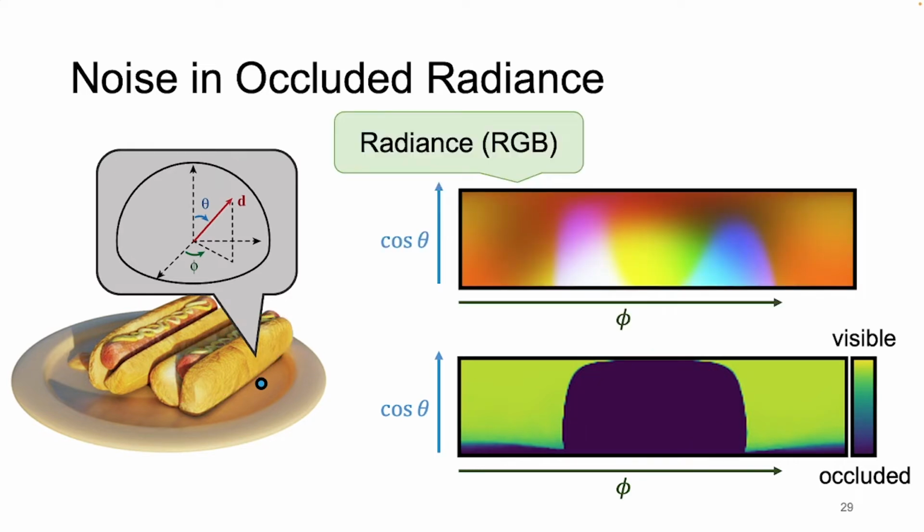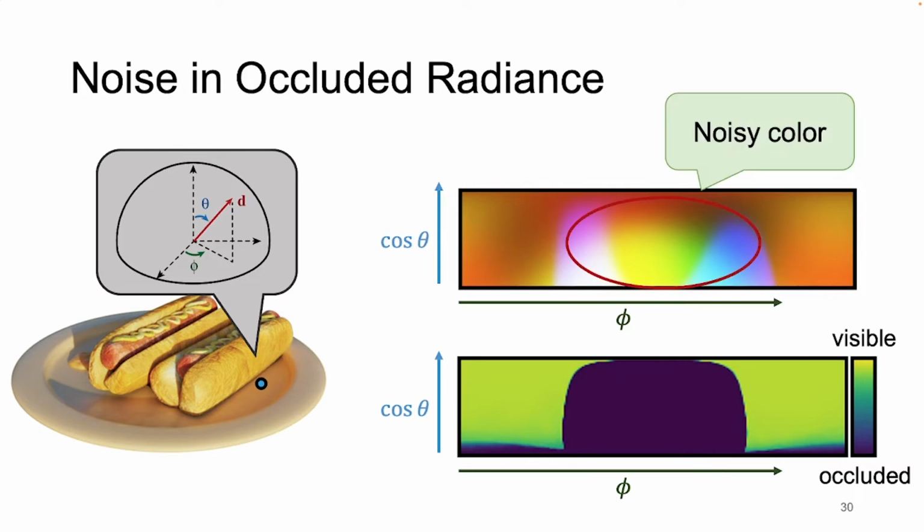And this is the RGB radiance output around the point. As you can see, occluded regions have irrelevant colors like pink or blue. This is because such regions do not contribute to the image-based loss function during training and can stay unoptimized until the training has converged.